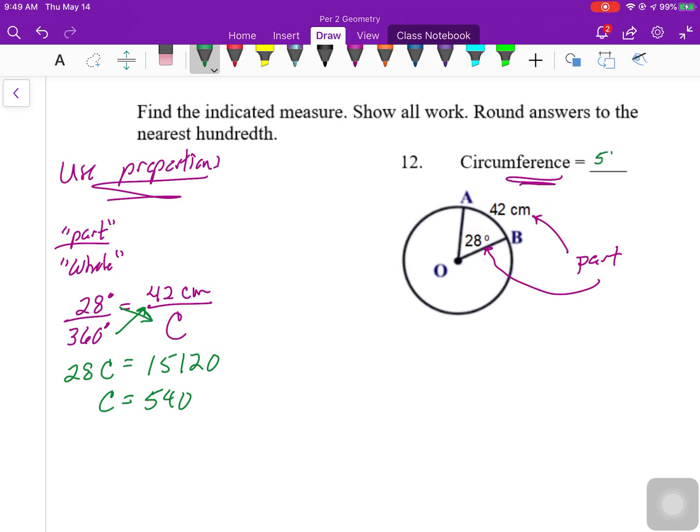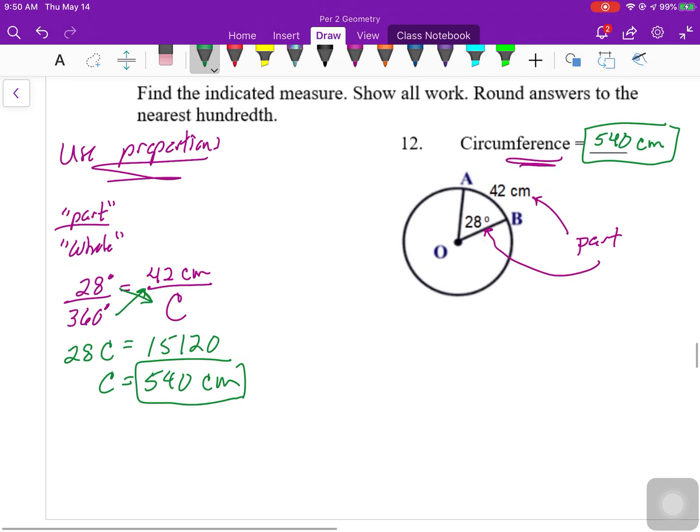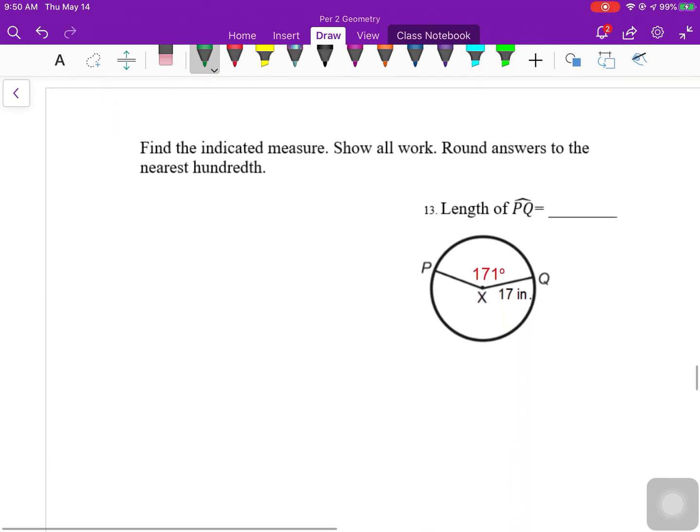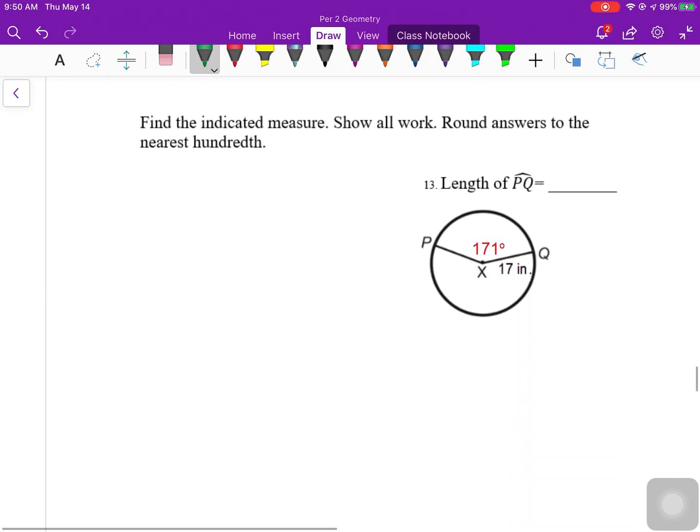We divide by the 28. You come up with the circumference is 540. So our circumference, 540 centimeters. Don't forget to label it. Whenever they give you information about a part of a circle and they ask you for something about the whole circle, you're going to set up a proportion and cross multiply. We've used proportions throughout geometry, so those are kind of old hat to us right now.